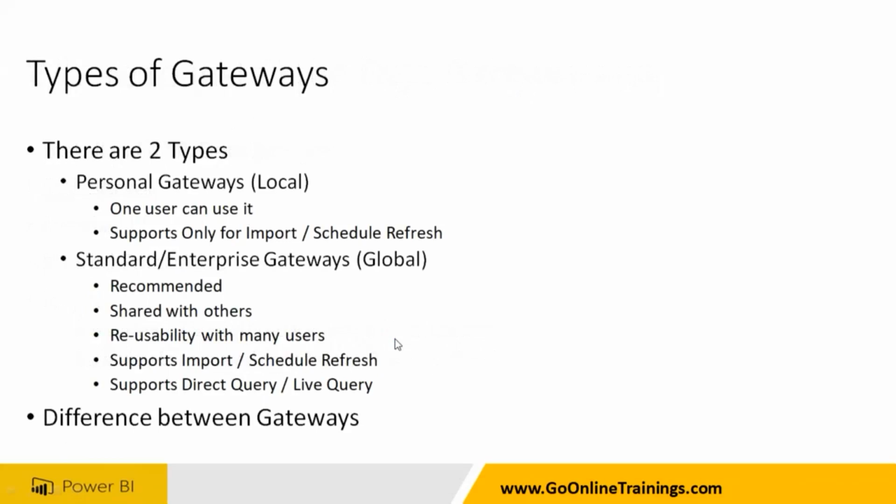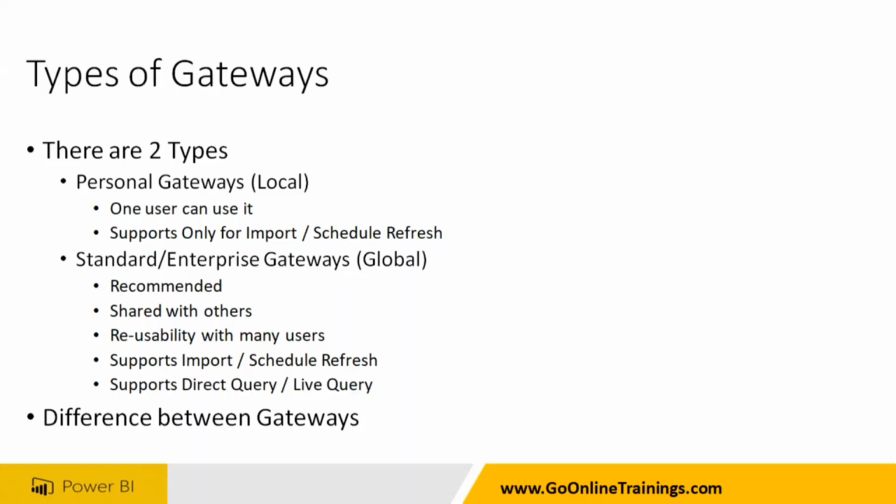Now, there are two types of gateways. The personal gateway is local. One user can use it, and it supports only import and schedule refresh. What is the meaning of import? Import means get all the data from the source, take the copy and dump the data into the RAM. It is going to create a copy of the data from the source to Power BI RAM. So import is called a schedule refresh only.